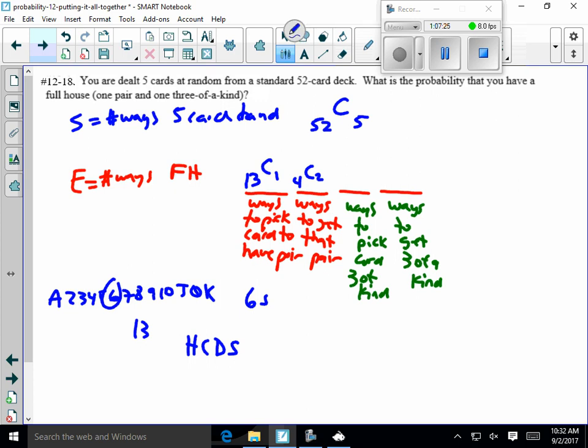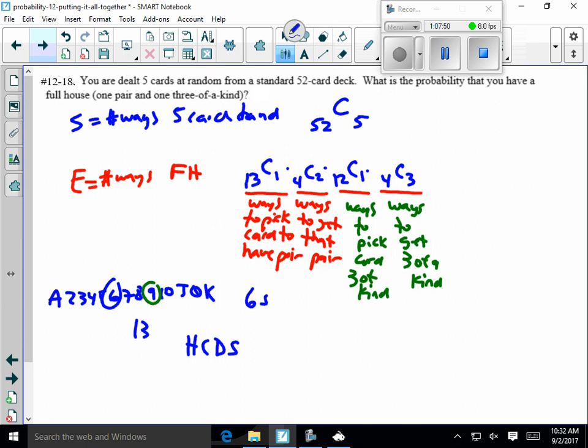And then, now that I've used up the 6s, I have to say, okay, what are the number of ways to pick a card to have a 3 of a kind of? So for example, maybe I pick a 9, right? Well, that means that there's only 12 cards left to choose one of to have the 3 of a kind of. And then there would be 4 of those in the deck, and I have to choose 3 of those, because I have to have a 3 of a kind. And the multiplication principle says we would multiply.